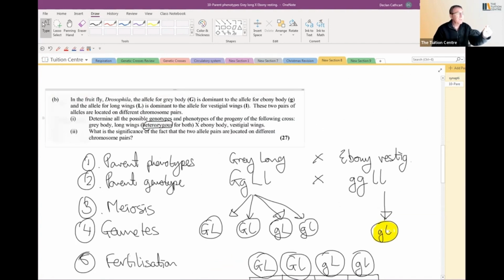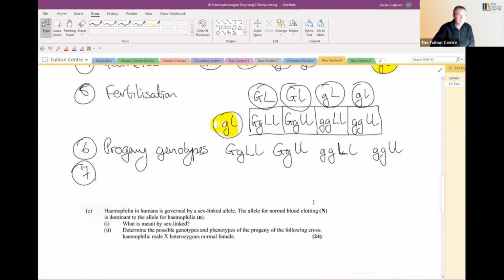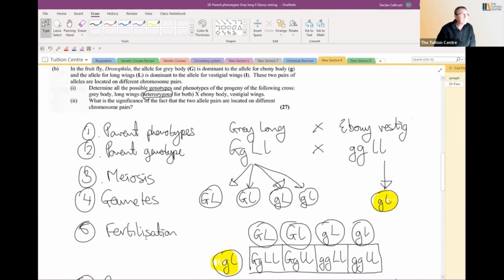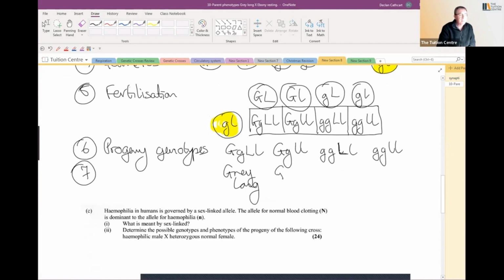So in this case, the question was specifically: give the possible genotypes and phenotypes of the progeny. So we've given the progeny genotypes, and then you write down the phenotypes. And remember, it's going to be gray, long. Which one was the one that was dominant again? Gray, long, yeah. So it's going to be gray long because it's heterozygous for both. This one is gray, but it's vestigial.